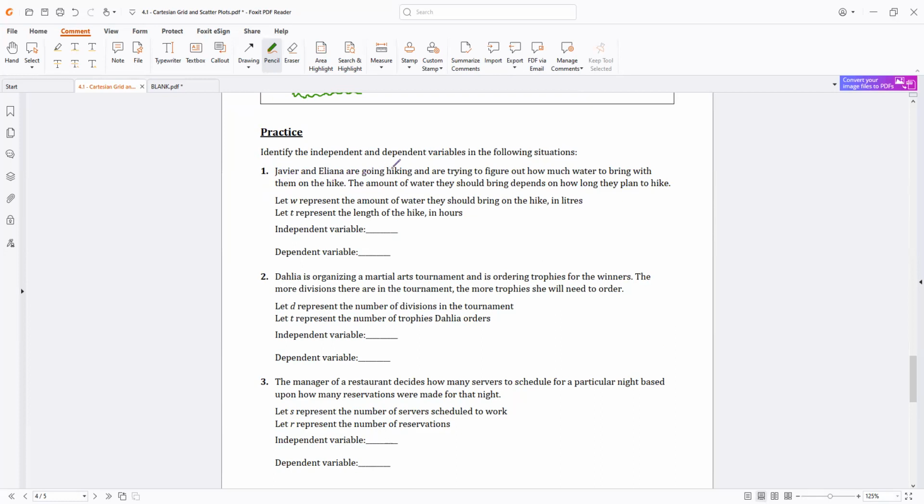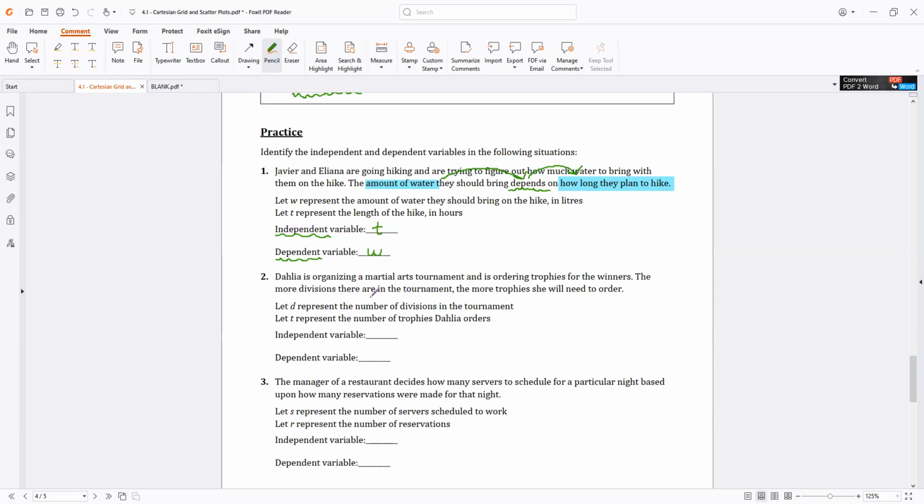Xavier and Eliana are going hiking and are trying to figure out how much water to bring with them on the hike. The amount of water they should bring depends on how long they plan to hike. So just from that English, here are two variables. Which one depends on what? And which one, therefore, is the dependent? Which one is the independent? Let W represent the amount of water they should bring. Let T represent the length of hike, in hours. Since the amount of water depends on the time, time is independent and the water depends on the independent. Okay. Again, it's not supposed to be rocket science, but some people do get confused. Independent would be the time, and the dependent would be the amount of water.